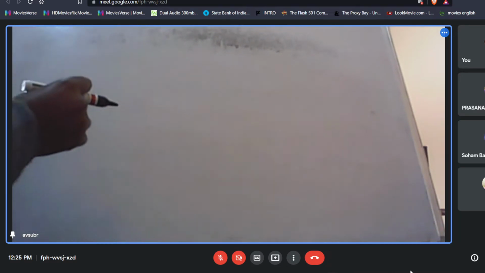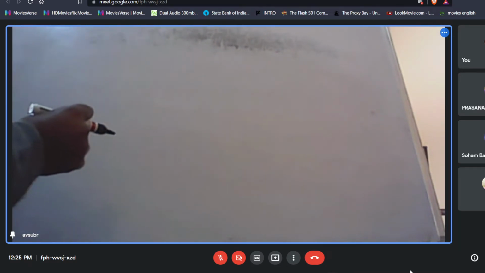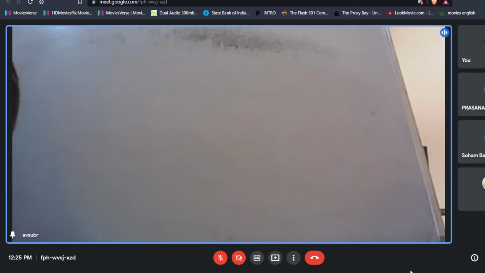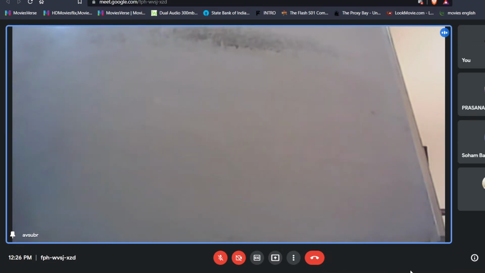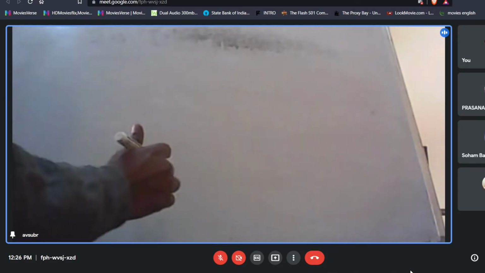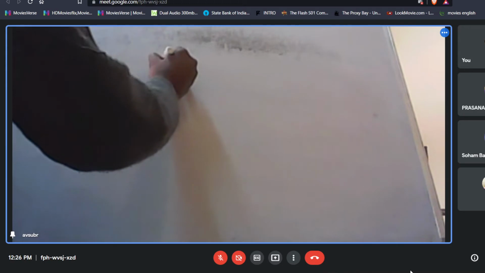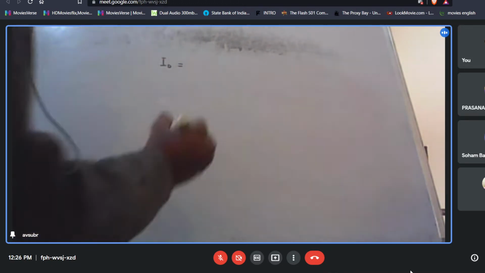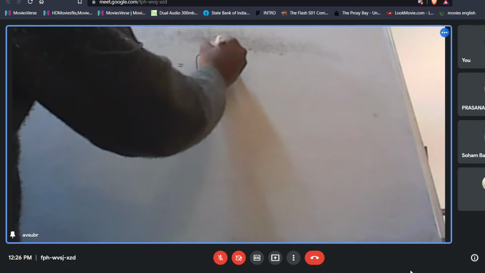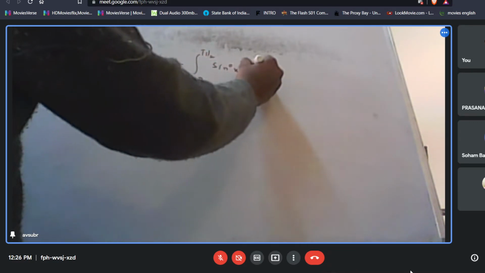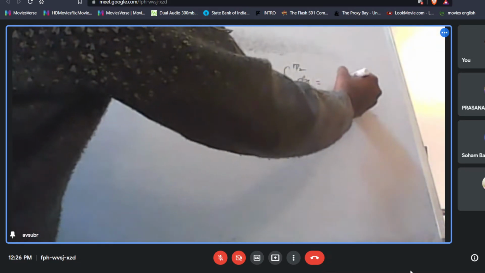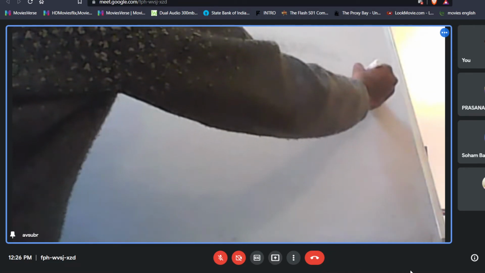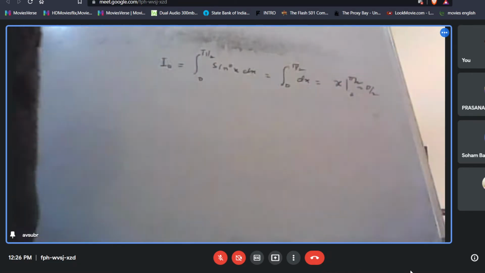All right, so this is what we have to prove. We have to prove this formula. So when n is equal to 0, then I0 is the integral from 0 to pi by 2 of sine to the power 0 x dx. That is the integral of dx from 0 to pi by 2. The integration is x, with this limit, that is equal to pi by 2.